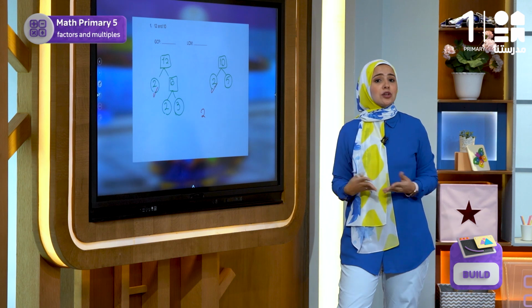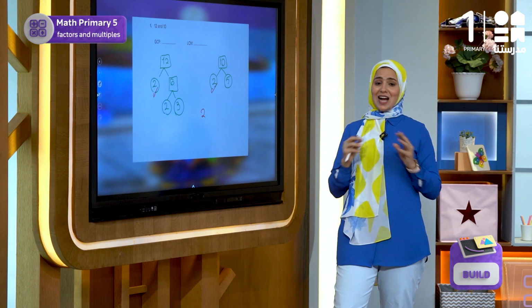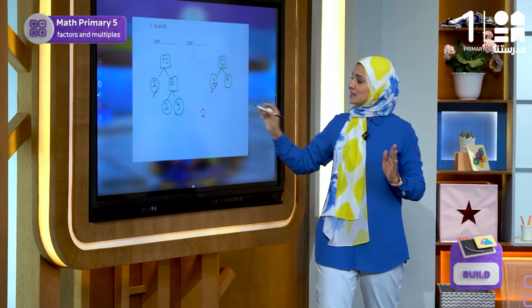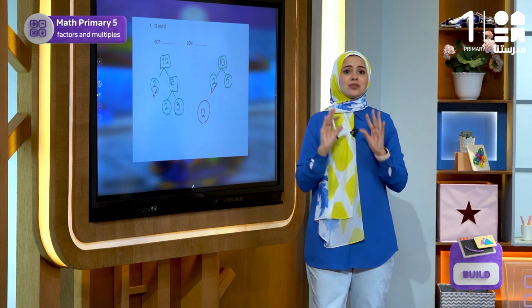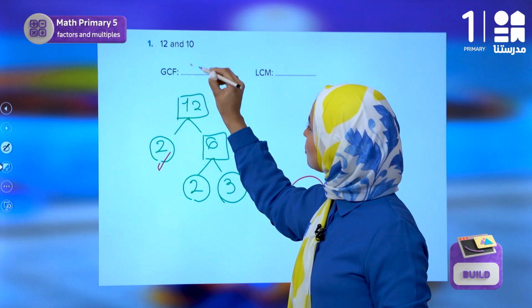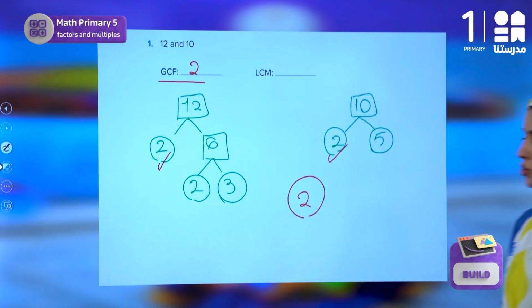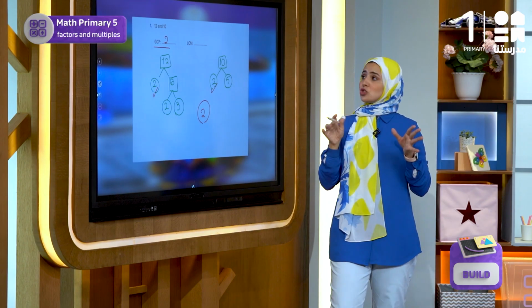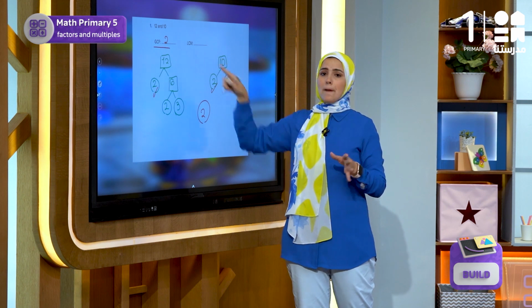Do I see any other common factor? No, I do not see any other common factor. So what does this mean? It means that 2 is the greatest common factor of these two numbers, 12 and 10. So the greatest common factor is 2. Now let's head to the second part of the question. We're asked to find the least common multiple.